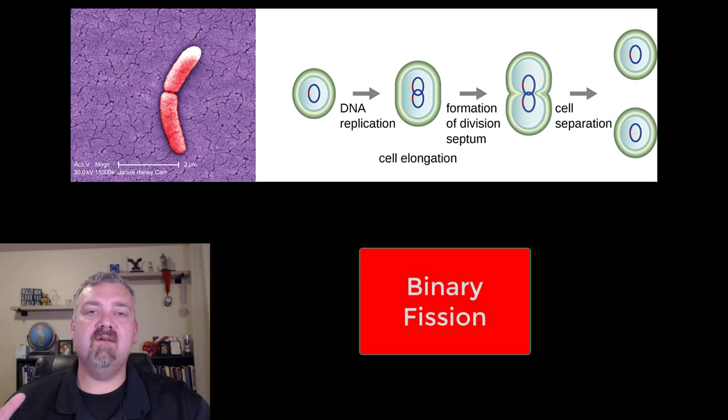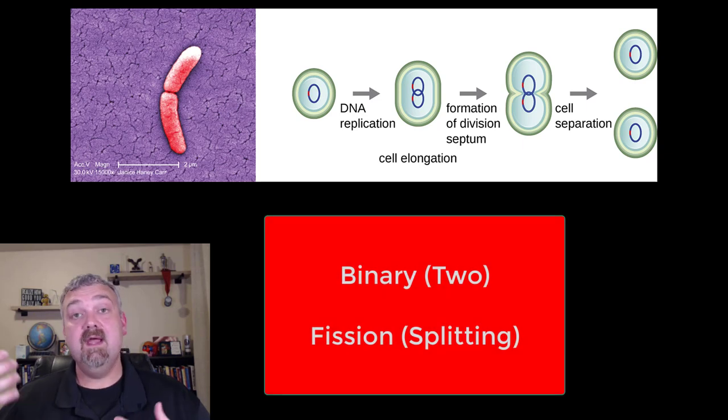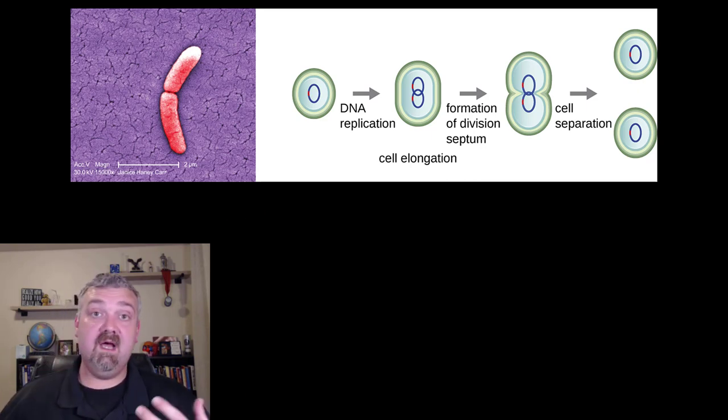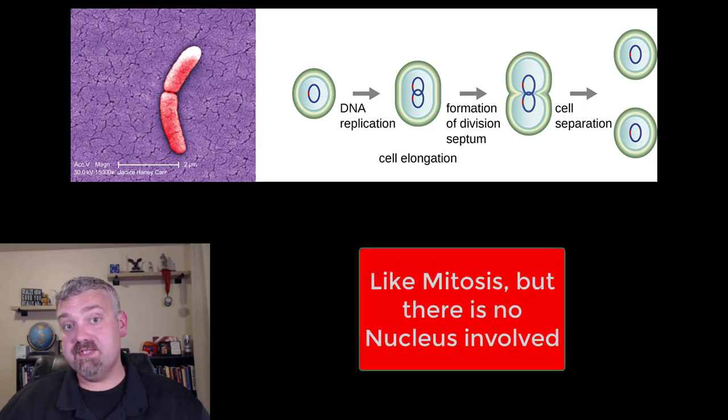In this video, we're going to cover binary fission. So let's start with the terminology. Binary means two or a pair. Fission is splitting apart. So this is the process that most bacteria use to split into two, where one cell becomes two. This would be analogous to mitosis in our cells.